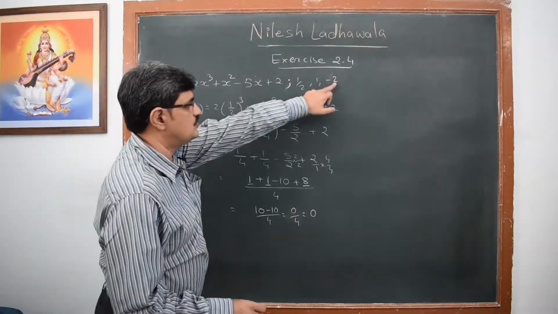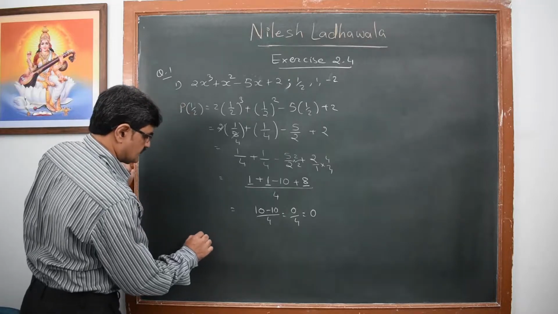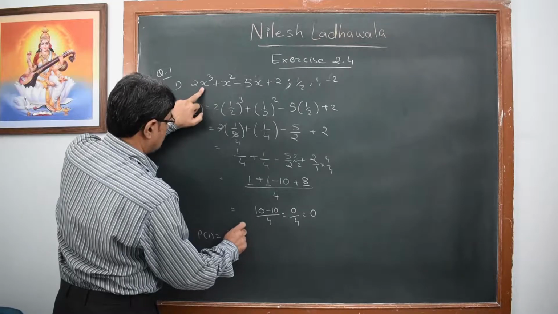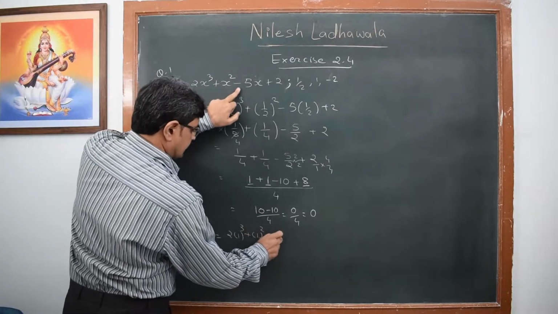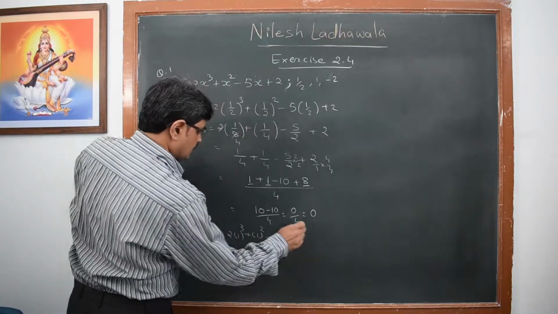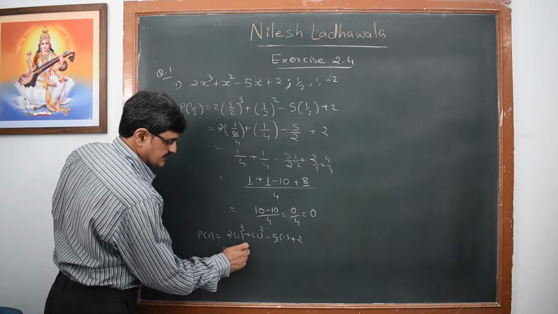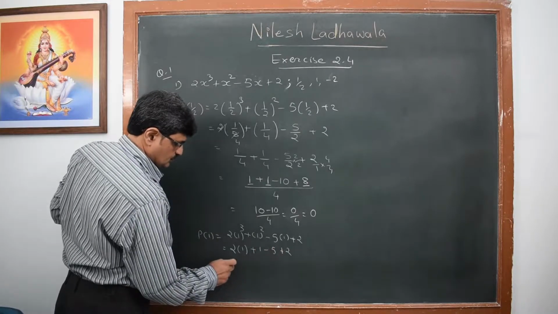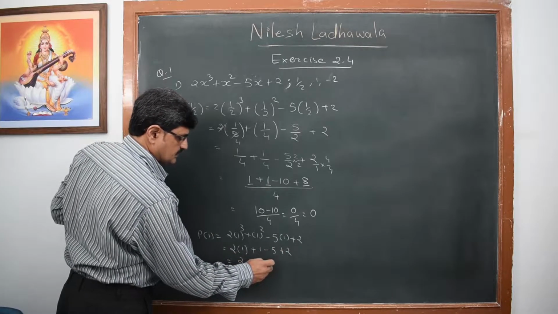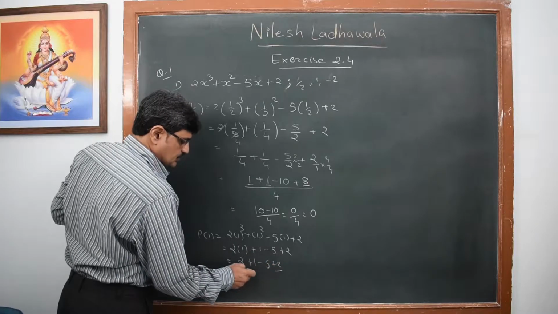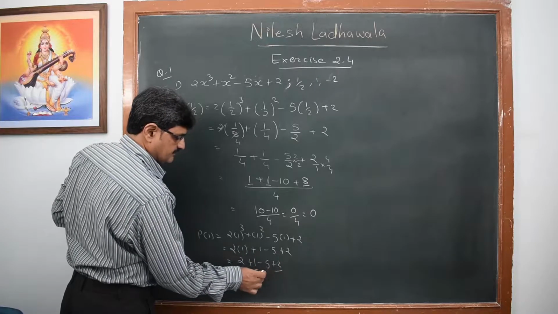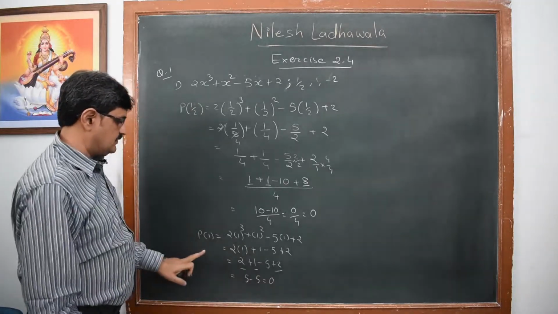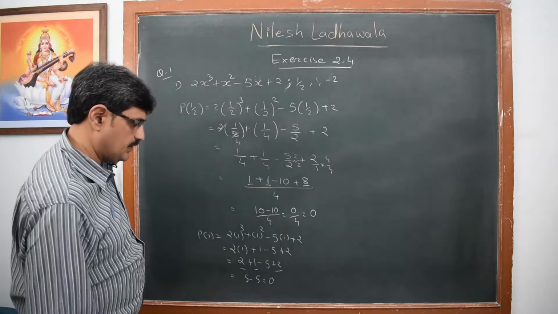Similarly, I will substitute 1 in place of x. So now I will find p of 1. In place of x, I will write 2 into 1 plus 1 minus 5 into 1 and plus 2. Now the cube of 1 is 1, the square of 1 is 1, 5 ones are 5, and 2. It will be 2 plus 1 minus 5 plus 2. 2 plus 2 is 4, 4 plus 1 is 5, 5 minus 5 is equal to 0, and hence we can say that 1 and 1 upon 2 are zeros of the polynomial.